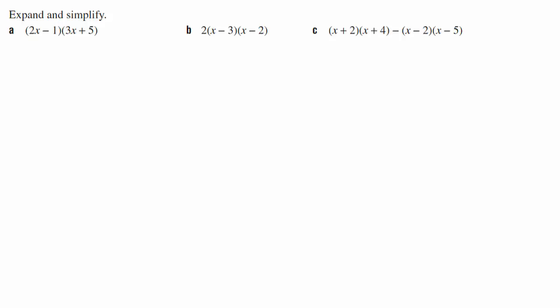In this example, we want to expand some binomial products. In our first example, we have 2x minus 1 bracket times 3x plus 5.